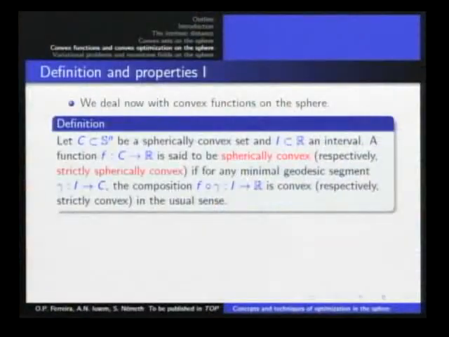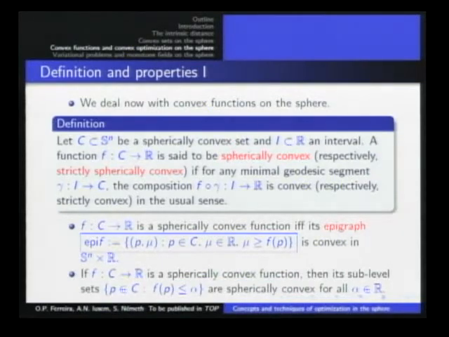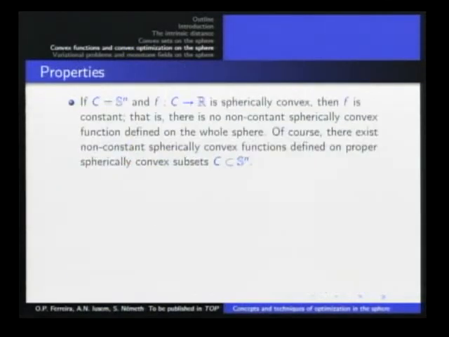Well, now convex functions on the sphere. A function is said to be spherically convex if the composition of the function with any geodesic is convex in the usual sense, as a function from the interval [0,1] to R. And it turns out that the function is spherically convex if and only if its epigraph on the sphere is convex in the sense that we gave to convexity on the sphere. And the sublevel sets of a convex function are spherically convex.